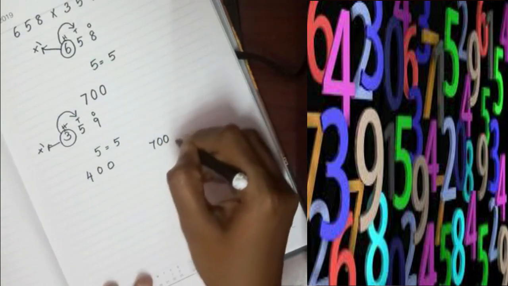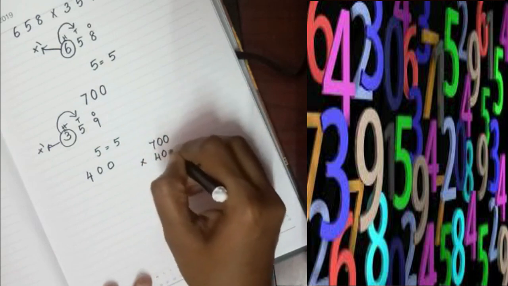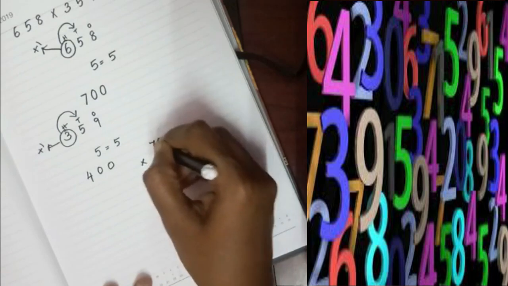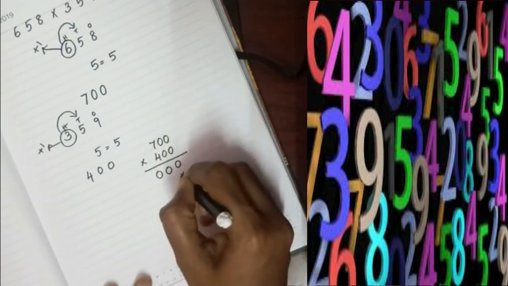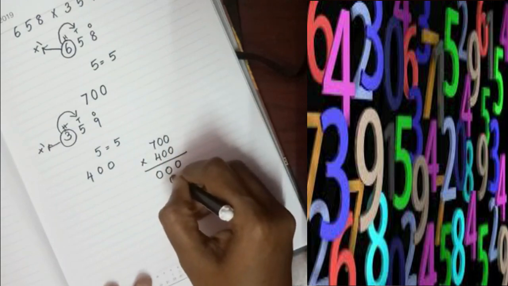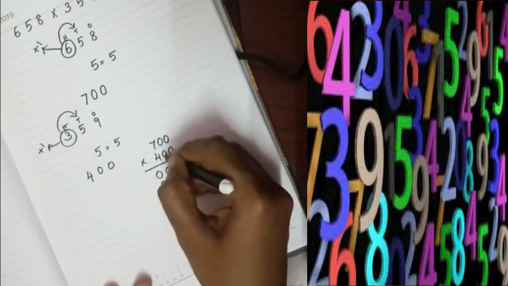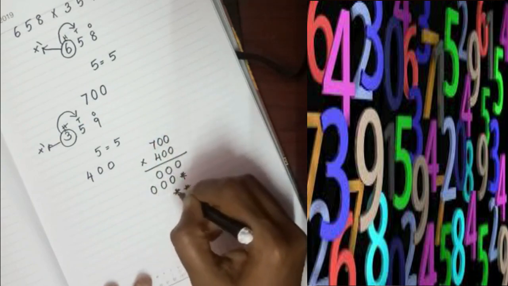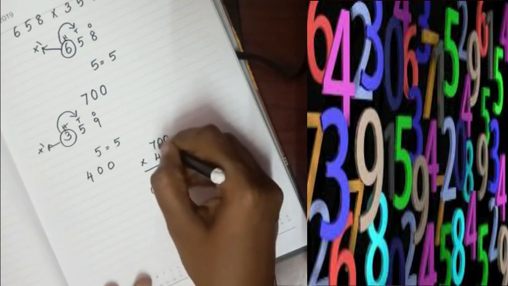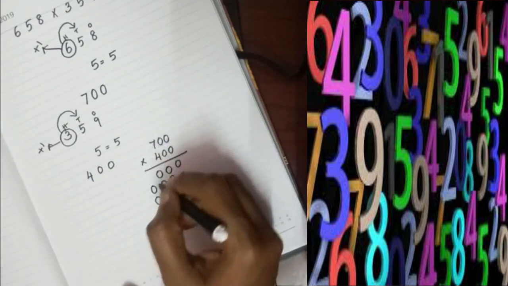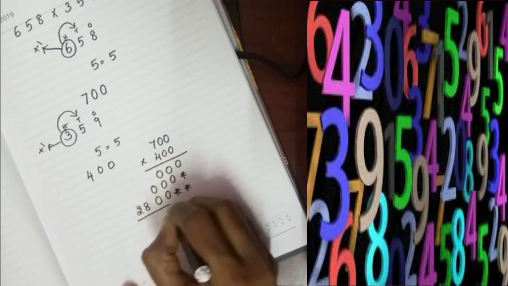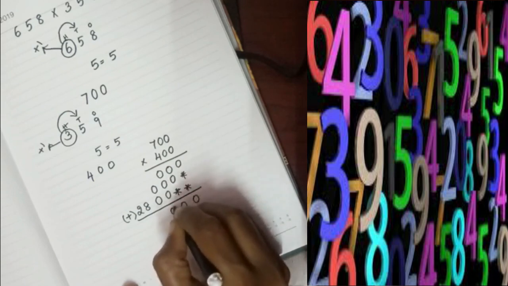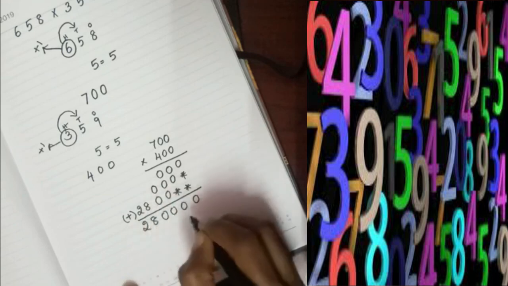700 multiplied by 400. 0 zeros are 0, 0 zeros are 0, 0 sevens are 0. Now one gap. Again 0 zeros are 0, 0 zeros are 0, 0 sevens are 0. Next 2 gaps. 4 zeros are 0, 4 zeros are 0, 4 sevens are 28. So add everything. 0, 0, 0, 0, 8, 2.